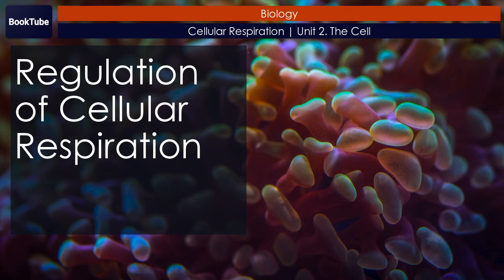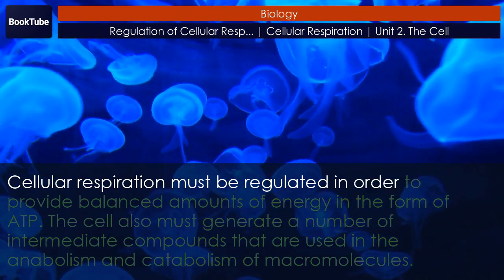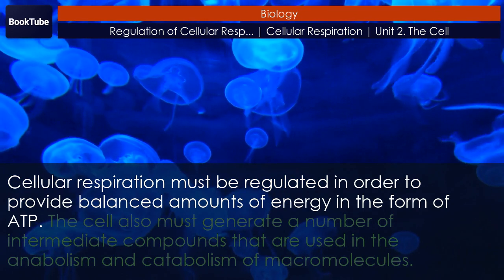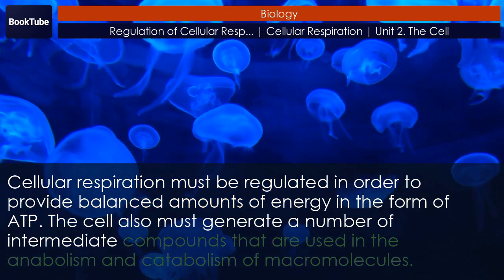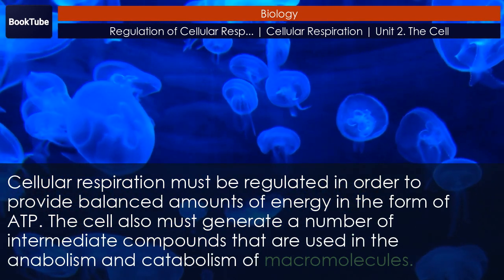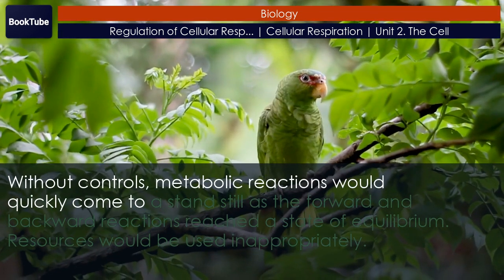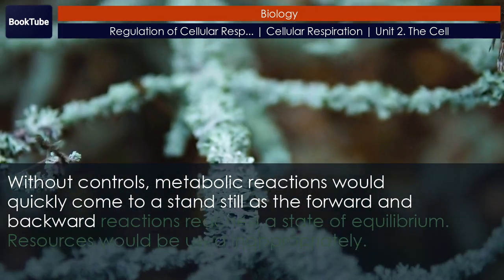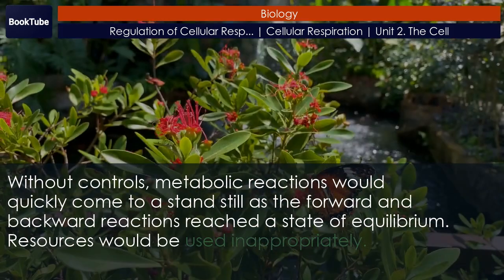Regulation of cellular respiration. Cellular respiration must be regulated in order to provide balanced amounts of energy in the form of ATP. The cell also must generate a number of intermediate compounds that are used in the anabolism and catabolism of macromolecules. Without controls, metabolic reactions would quickly come to a standstill as the forward and backward reactions reached a state of equilibrium. Resources would be used inappropriately.